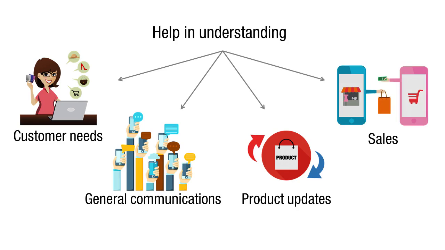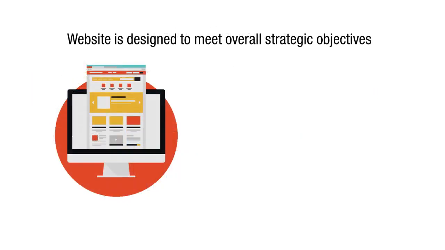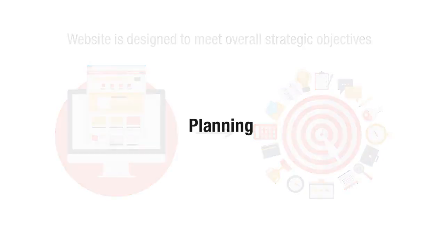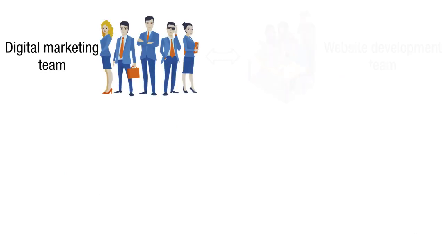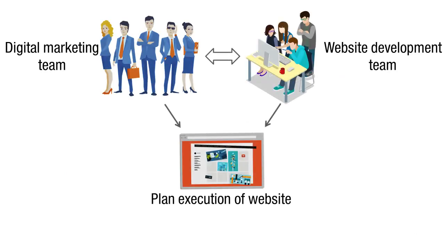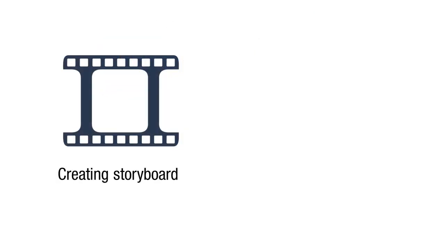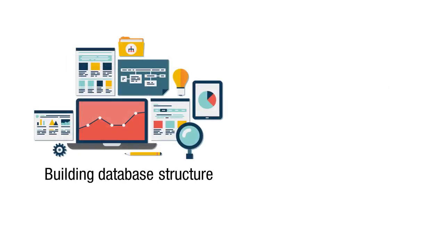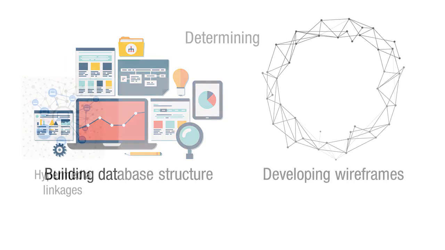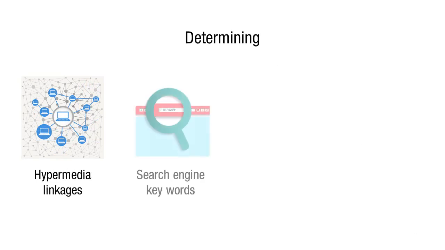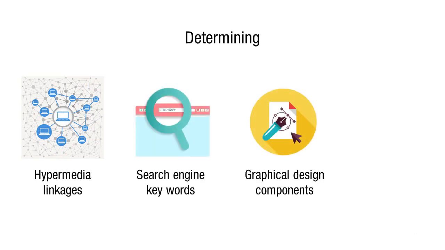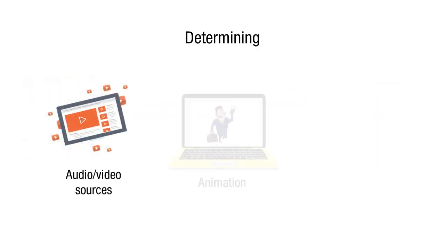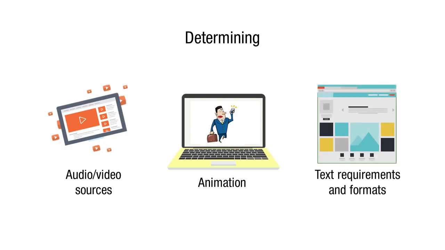The digital marketing team is responsible for ensuring that the website is designed to meet the overall strategic objectives outlined in the marketing strategy. Planning. The digital marketing team must work with the website development team to plan the execution of the website, beginning with creating a storyboard for the website, listing functional requirements, building the database structure, developing wireframes, and determining hypermedia linkages, search engine keywords, graphical design components, user interface designs, audio-video sources, animation, and text requirements and formats.